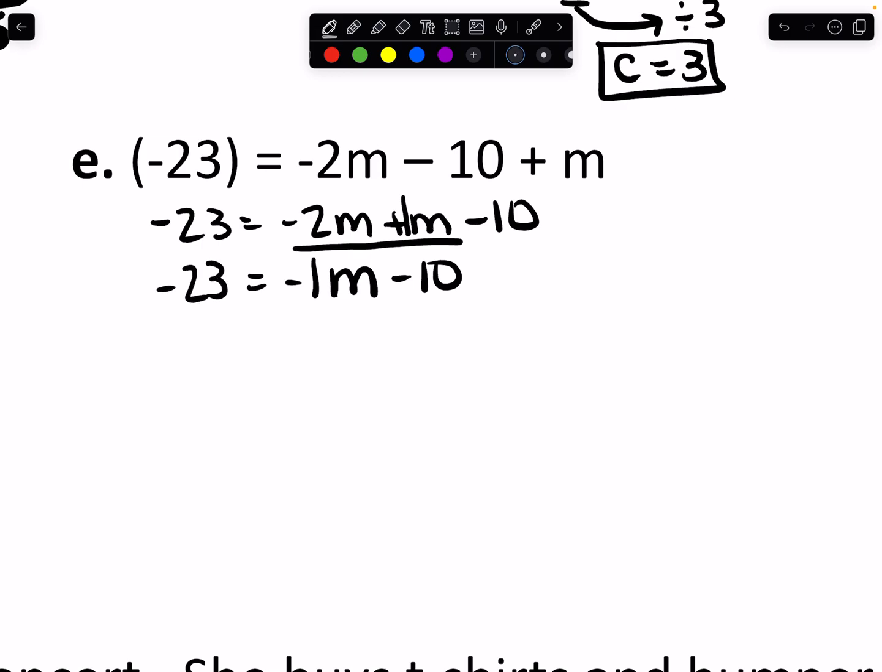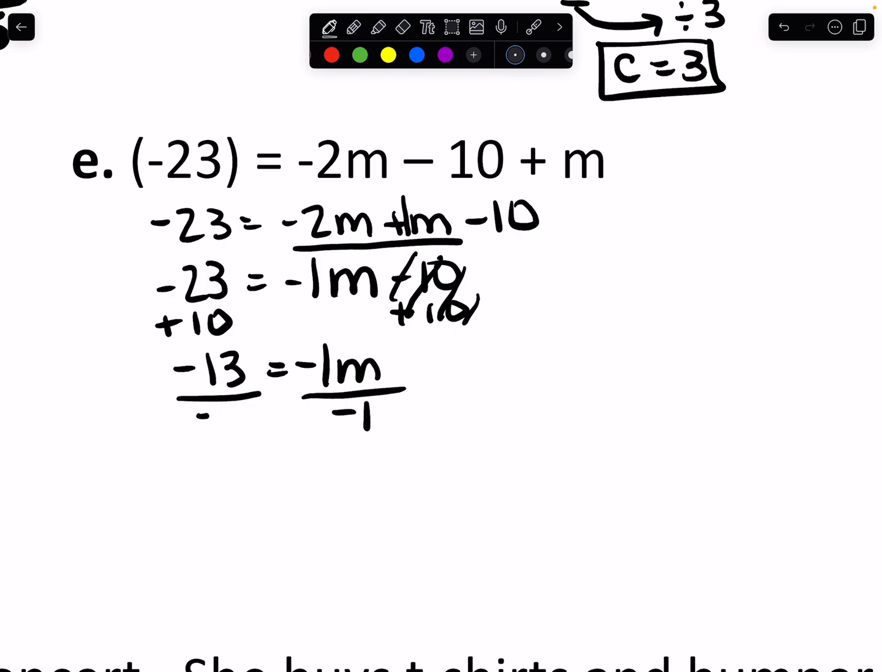All right, now the opposite operation, or the inverse operation, is adding 10 to isolate that variable of negative m. So these disappear. You're left with negative 1m equals negative 13. Now you'll notice that we are left with a negative 1 in front of m, and that means I have negative 1 times m. So I have to divide both sides by negative 1. And that will leave this as just positive 1. m equals positive 13. There is the answer to that one.